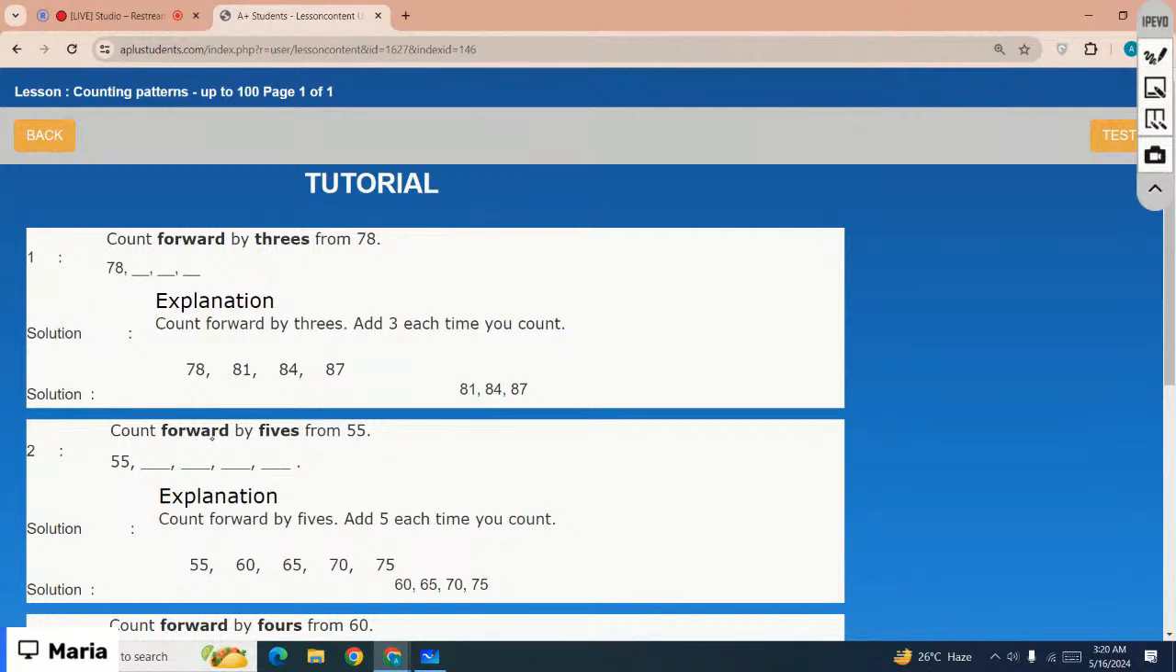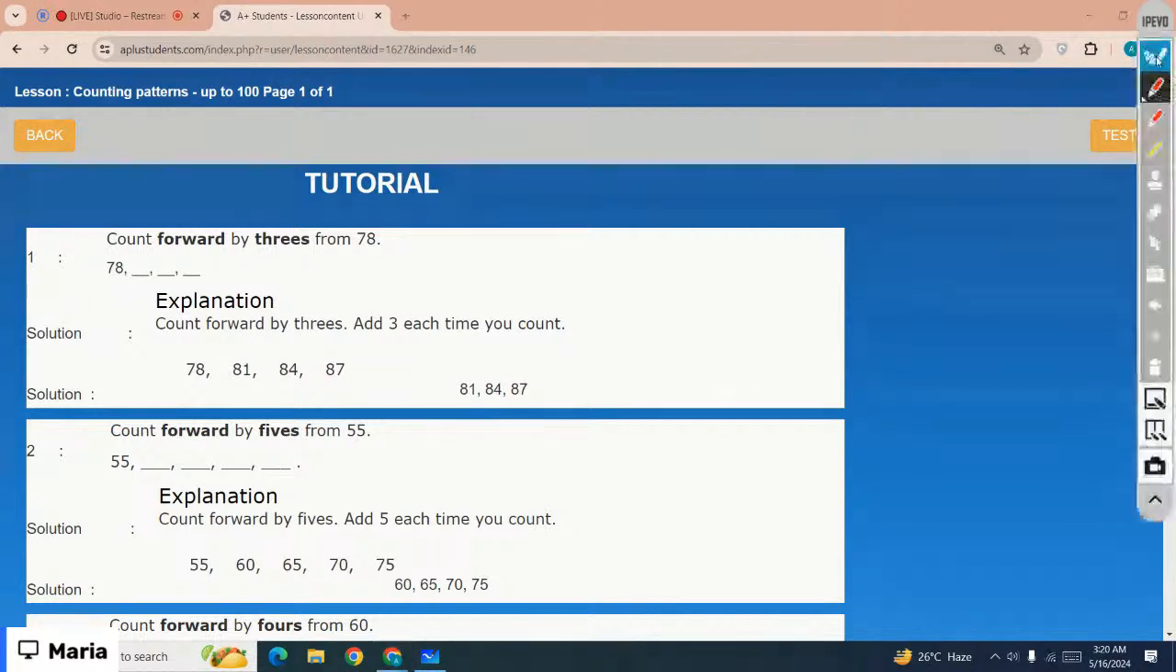So 78, 79, 80, 81. Add 3 to 78, right? You can count like this: 78, 79, 80, 81. So you have 81. Then start from 81, count threes: 81, 82, 83, 84. That means the next one is 84. Now start from 84, count 3: 84, 85, 86, 87. So you have 87. So like this you can count, right? Either you can count on your fingers, or you can add, whatever way you find easy, you can do, right?